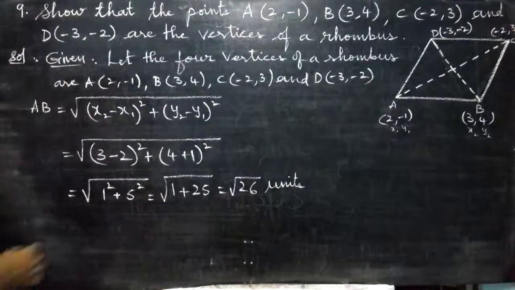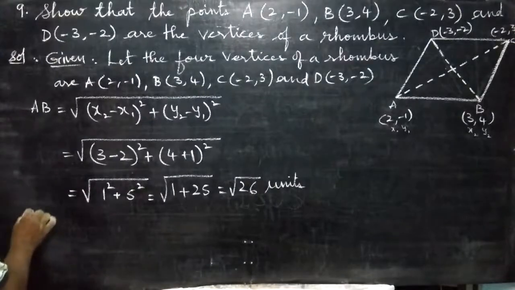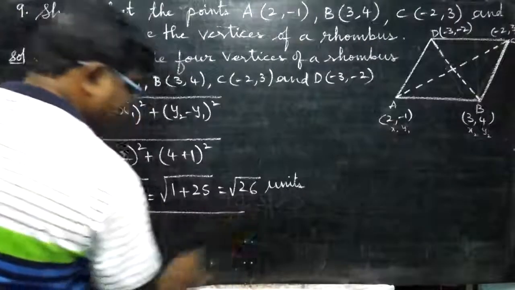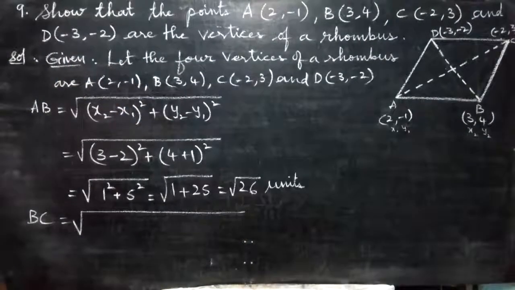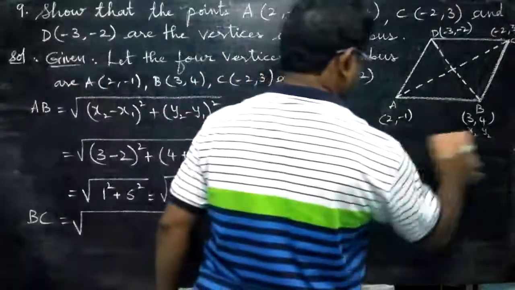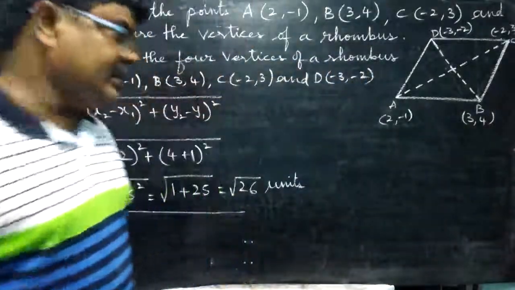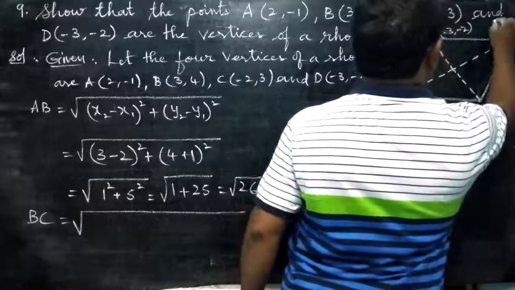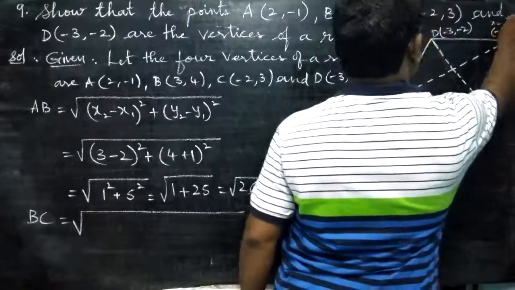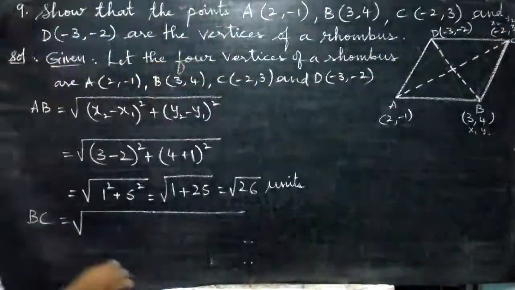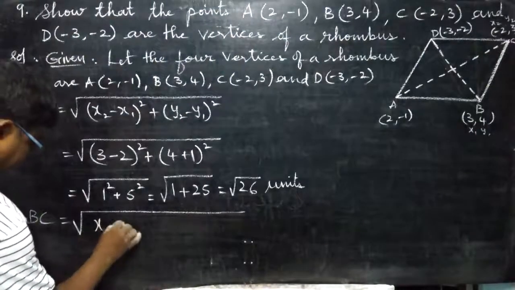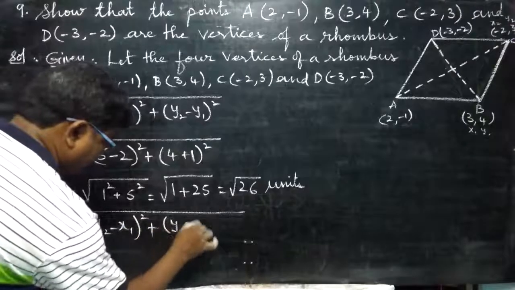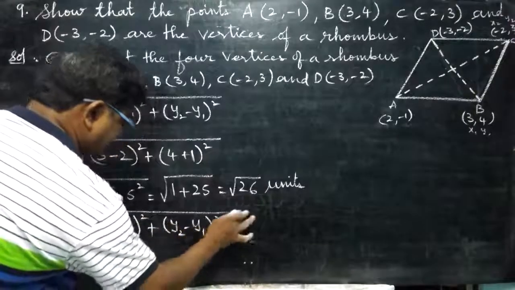Keep like that. Next, after AB, take BC. BC means what? Distance between 2 points. Now this time you think B as x1, y1 and C as x2, y2. With pencil you write for your understanding purpose. Same formula. x2 minus x1 whole square plus y2 minus y1 whole square. Formulas will not change.